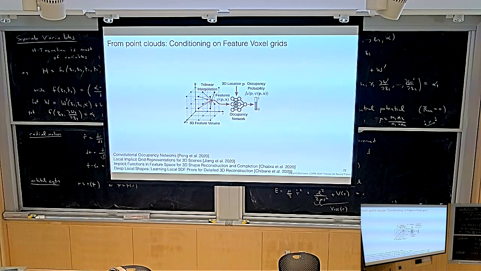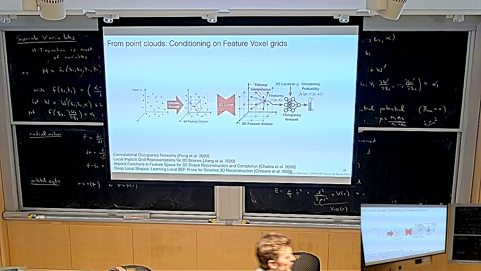If you want to sample a 3D location, you do trilinear interpolation of the features that you have stored in the grid, and now you decode them with a tiny neural network into, like, RGB alpha or something, or the occupancy. How do you get the voxel grid?